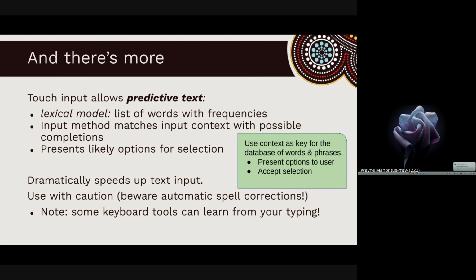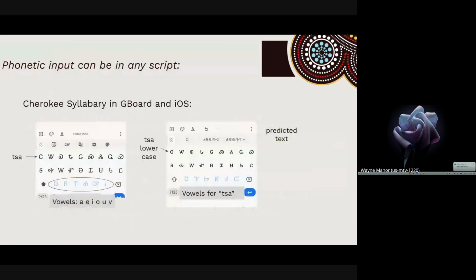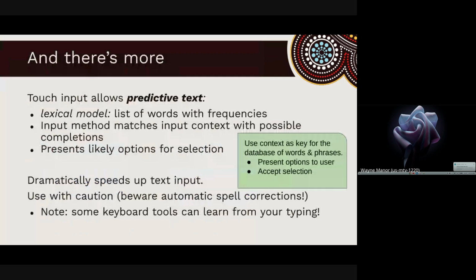And if frequencies are available for these in common use, then this can be used to look up and present options. Most of us are familiar with predictive text in English, but this can be done in any language. Oh, I wanted to show you here. There is some predictive text in Cherokee that is available too, because the Cherokee folks gave us some words. So predictive text in any language can dramatically speed things up.